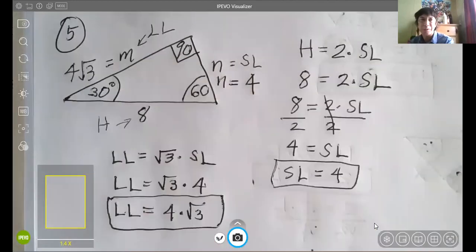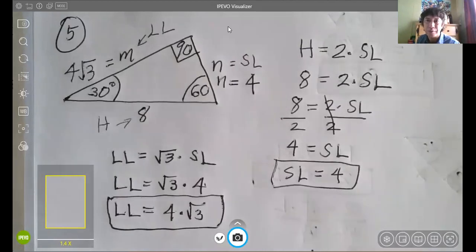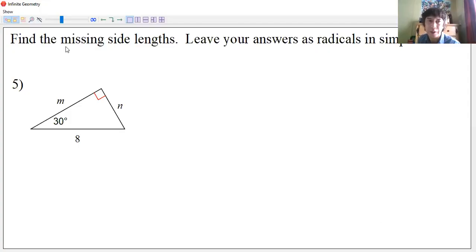All right, time to verify the answer. Just remember your answers. Longer leg is 4 square root of 3. Shorter leg is 4. All right, we shall verify this in the other side. And that must be over here. We're doing number 5 now. Okay, what's the answer? All right, our m is 4 square root of 3. Our n is 4. And that's what we have in the other screen. Okay, let's proceed with number 6.